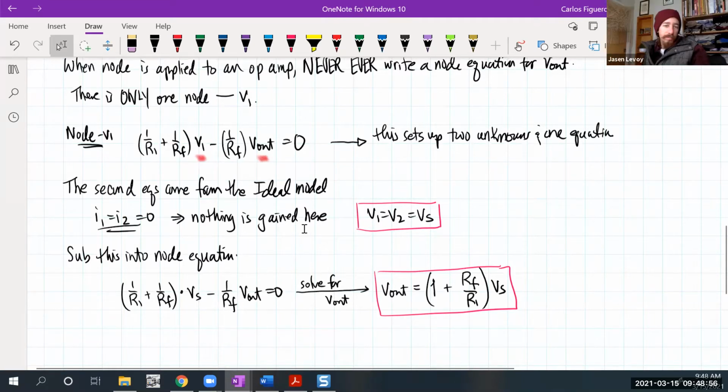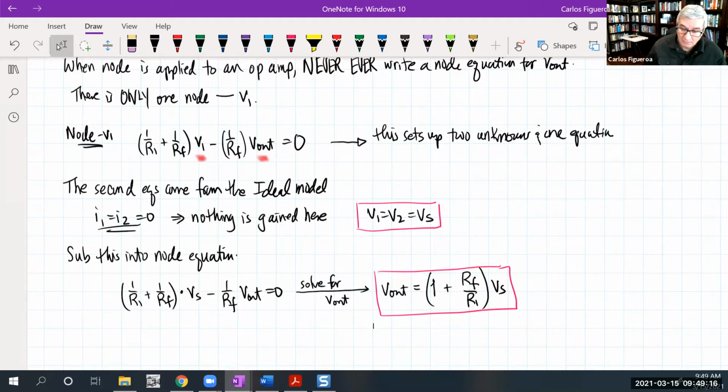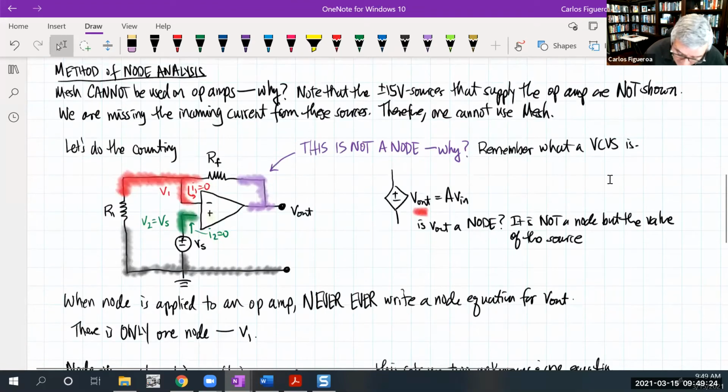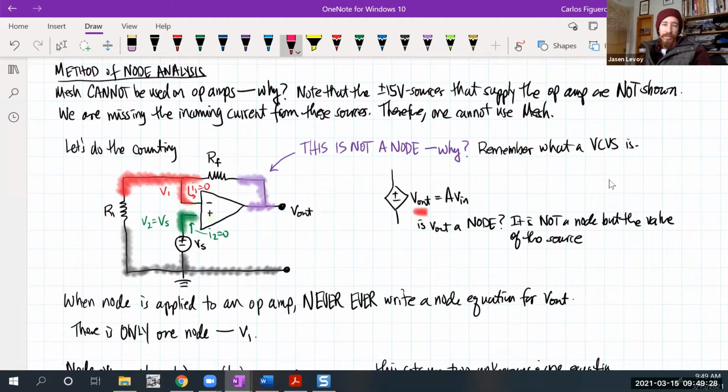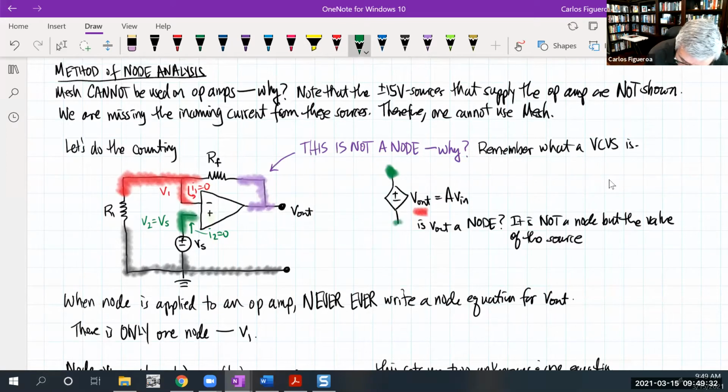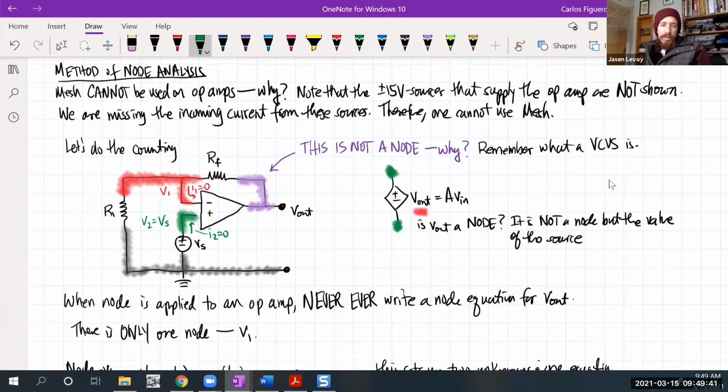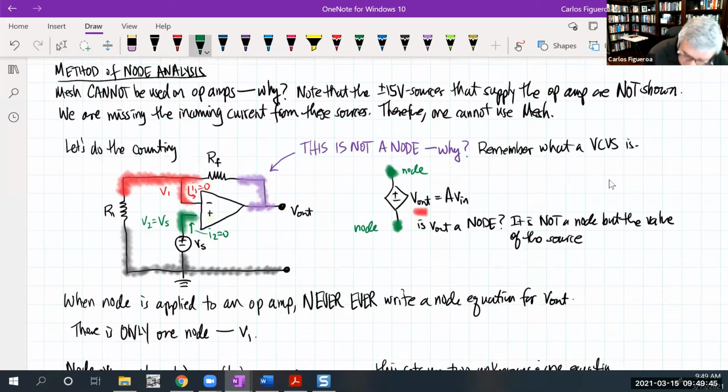So, Carlos? Yes. I certainly have class examples where we've used node analysis and counted the V out of the source as a node. No, it can't be a node. If you look at this source right here, would you call V out a node? Is this like a supernode thing? No, no. You would call that a node, but you would not call V out a node. These two greens, this is a node, this is a node. Okay, right, I agree with that. And that's what I'm saying. So you cannot write a node equation for the value of the source.